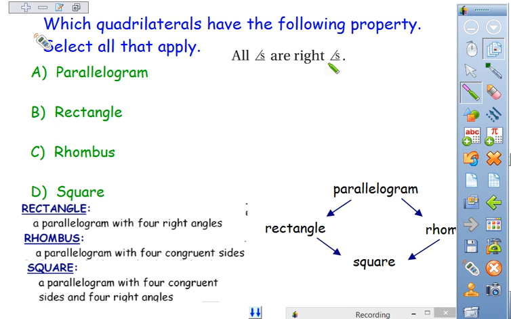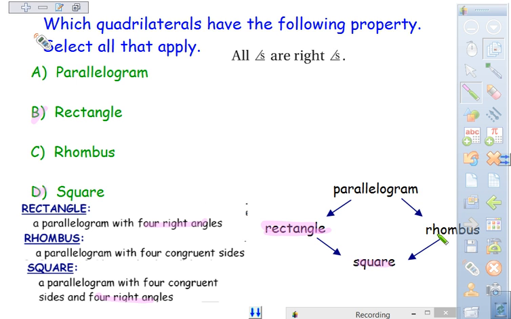Where are the angles going to be right? Well, I think we need to look at the definition. A rectangle has 4 right angles, so I think it's got to be a rectangle. And a square says it has 4 right angles, so it's got to be a square. So I know that rectangle and square are going to be choices.